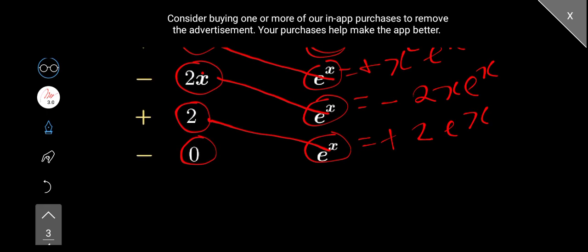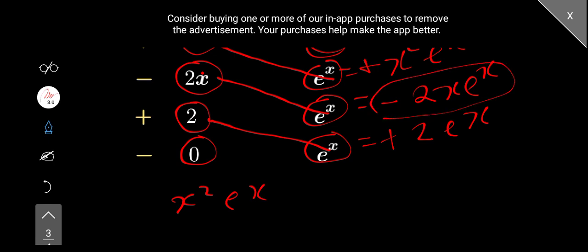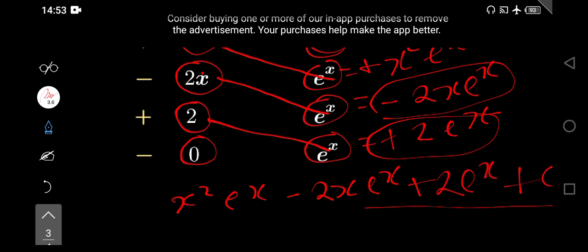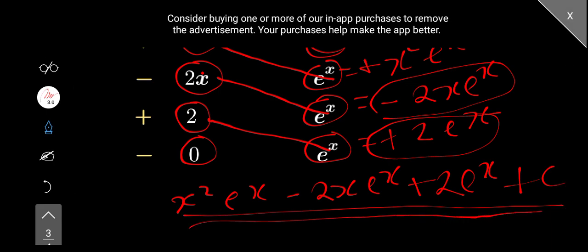Afterwards, you just connect these. The first one is x squared e to the power x, then this one minus 2x e to the power x, then this one plus 2 e to the power x, then plus c, since it is an indefinite integral. There you get it. So that is how easy the DI method works.